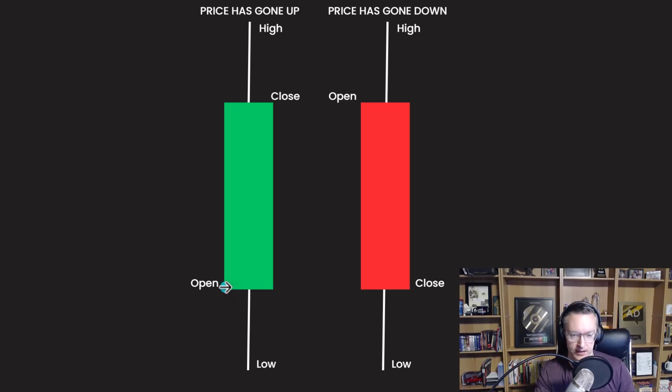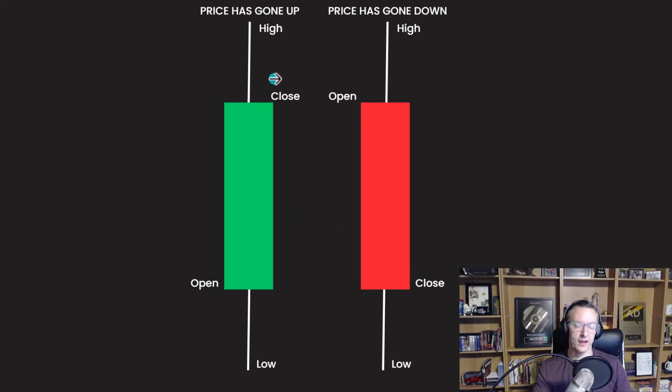It really doesn't matter to me. But the start of the time is here. The end of the time is the right side of the candle. So, because it went up, I know the price started here and ended here. Or in the case of the price having gone down, it started here on the left side and ended down here on the right side.